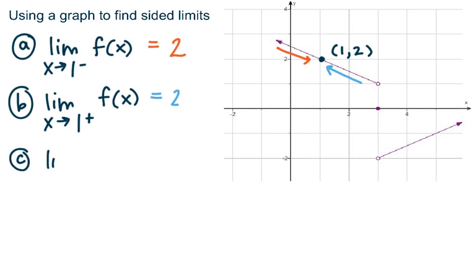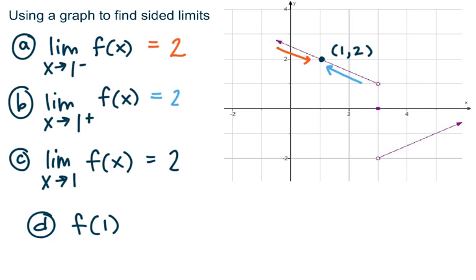So my two-sided limit, the limit as x approaches 1 in general of the function, since the above two match, this is equal to 2. And if I were to ask you what f of 1 is, because that is a solid point there, f of 1 equals 2.